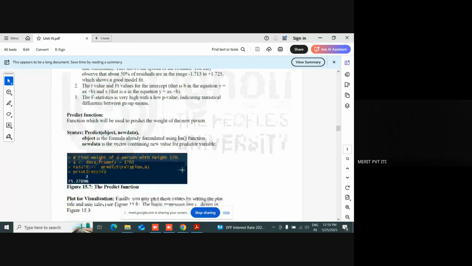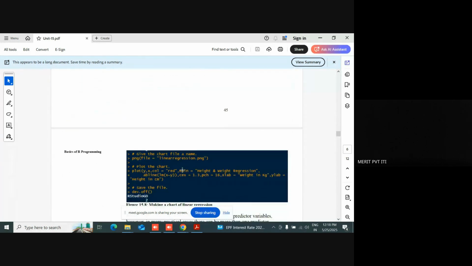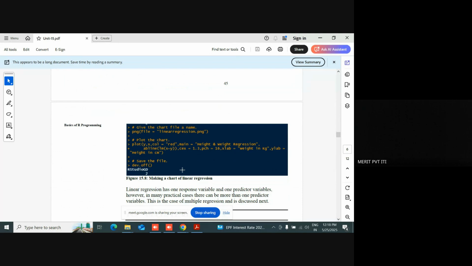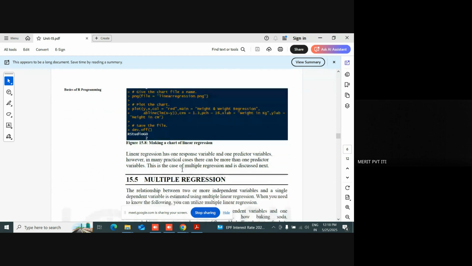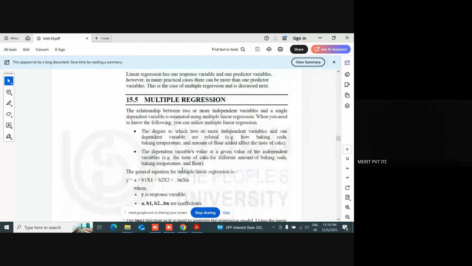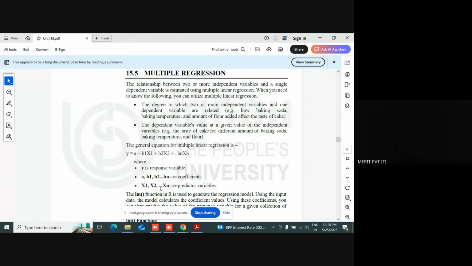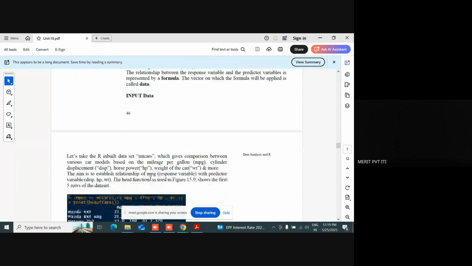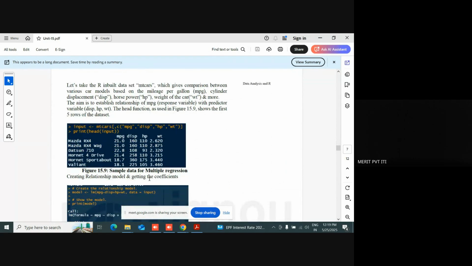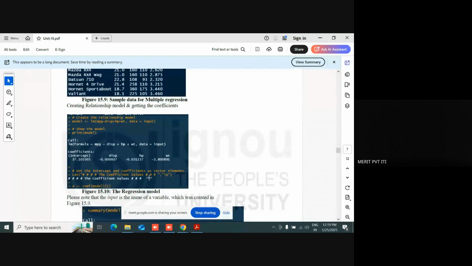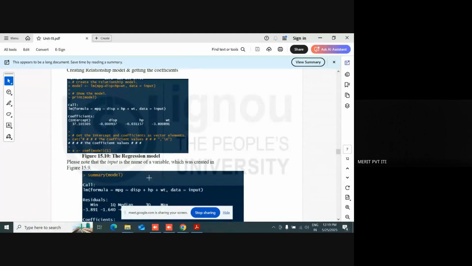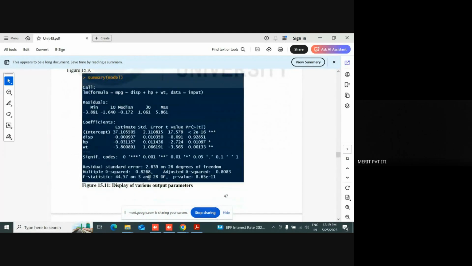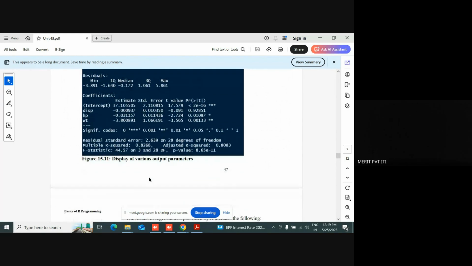The predict functions, making a chart of linear regression. So that's the multiple regression. Multiple regressions are x1, x2, x3, a, b1, b2, and so on. So this is the equation and input data, and then you have a program, simple data for multiple regression, and then you get the regression multiple model, and then you get the regression equation, display of the various output parameters.